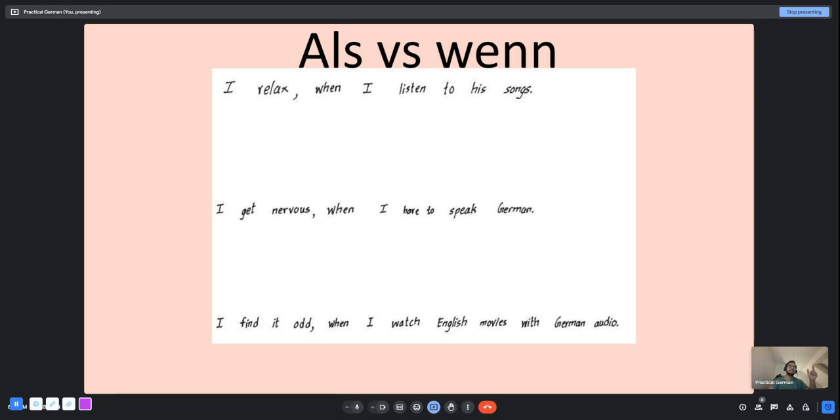So here als has a different meaning. This als is different. I mean, the word is the same, but the meaning is different. So als can also be used as providing a condition. Now, I said wenn is also for a condition, als is also for a condition. But there is a difference between them.